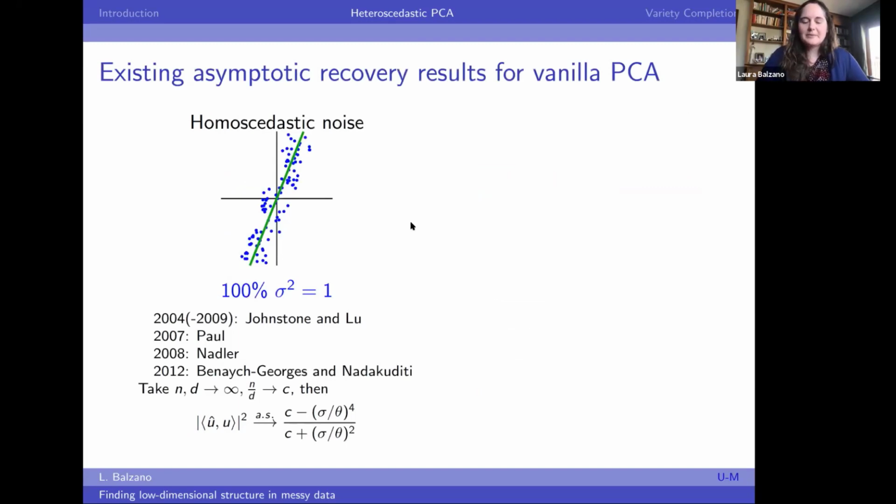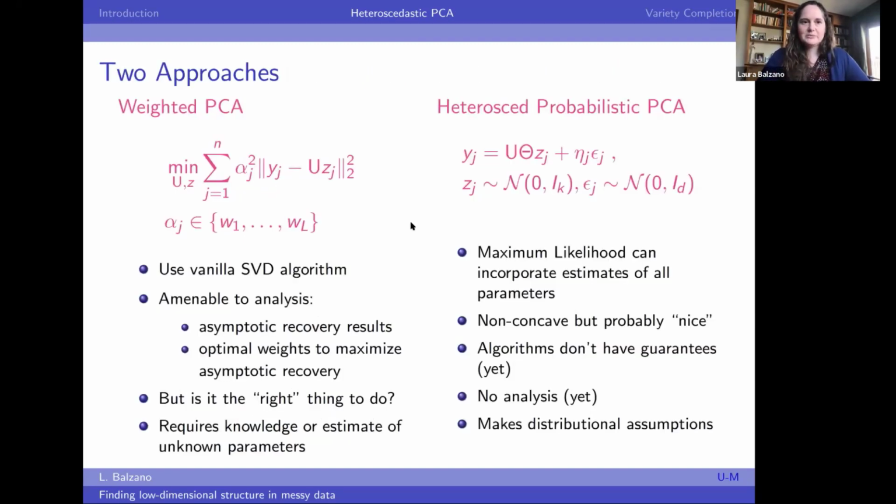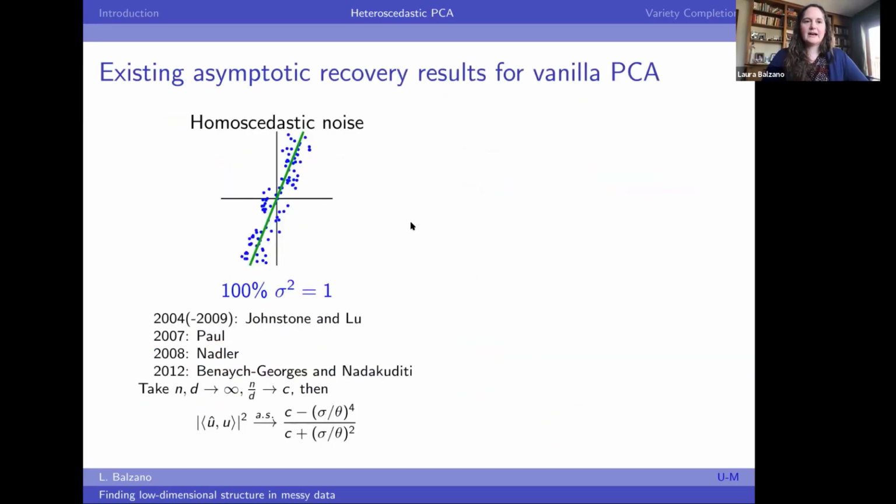Okay, so I'm going to start by telling you about this weighted PCA approach. And like I said, we've done some asymptotic theory for weighted PCA. In order to give you the context for that, I wanted to tell you about work that, if you're familiar with this area, is very familiar to you, but not familiar to everyone.